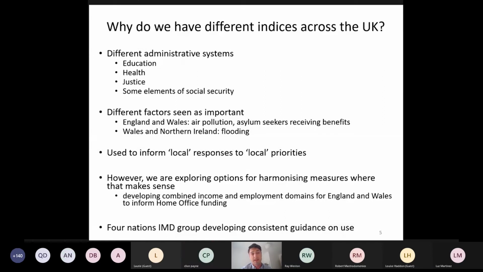Most recently, England and Wales were able to produce a combined income and employment domain for both areas because, through various different reasons, but there are examples where we're trying to meet this specific need that we know many users have. Next slide, please.